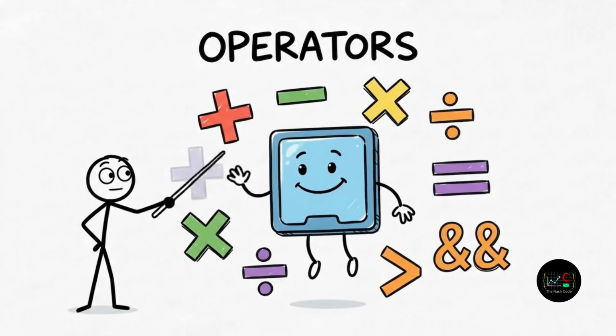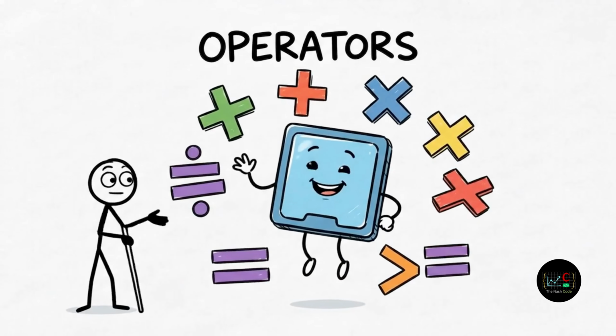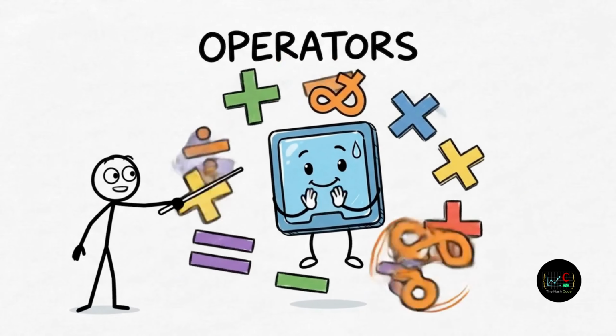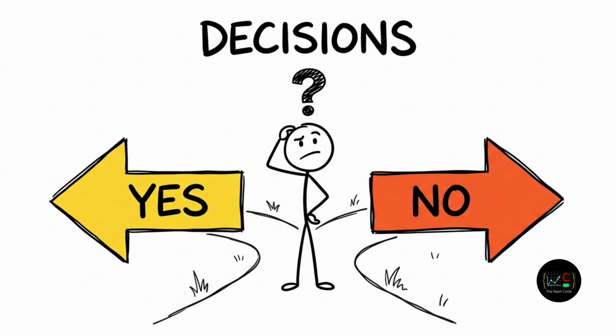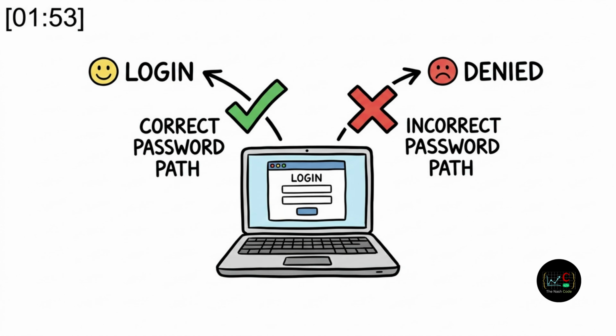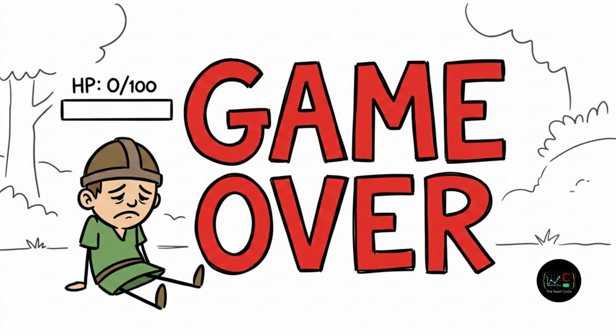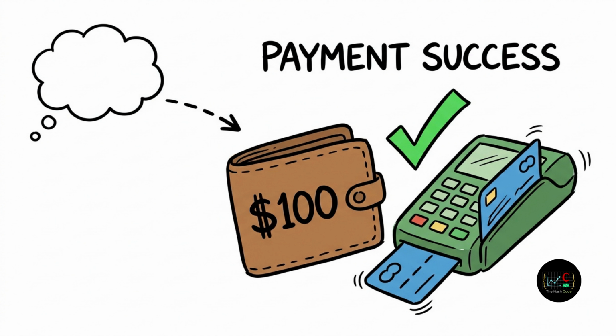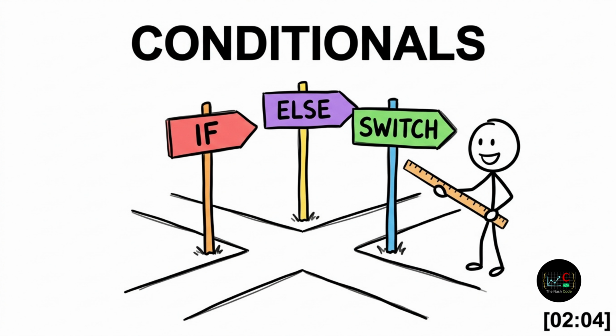Once the data is stored, the computer starts working with it. That's where operators come in. They perform calculations, compare values, and combine logical conditions. Programs also need to make decisions. If your password is correct, you log in. Otherwise, you don't. If your health reaches 0, the game ends. If your balance is enough, the payment succeeds. These choices are made using if, else, and switch statements.